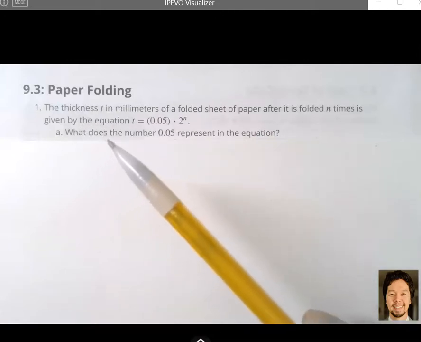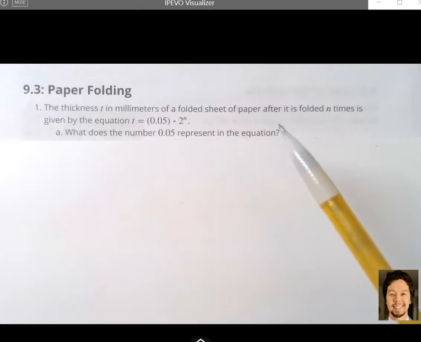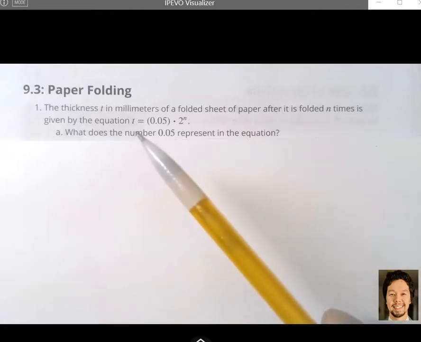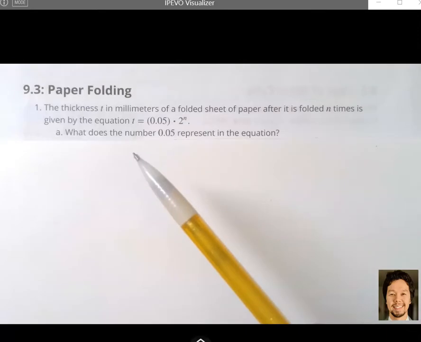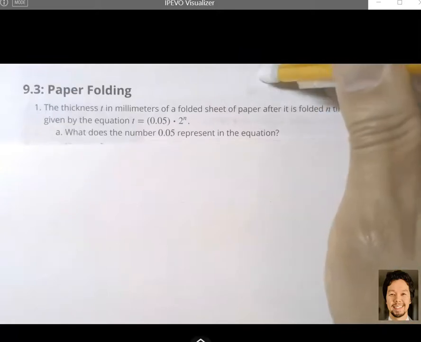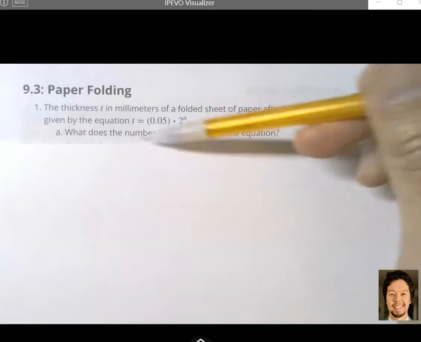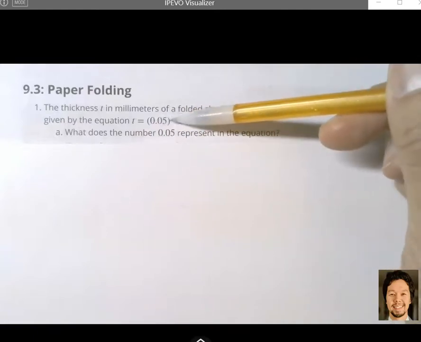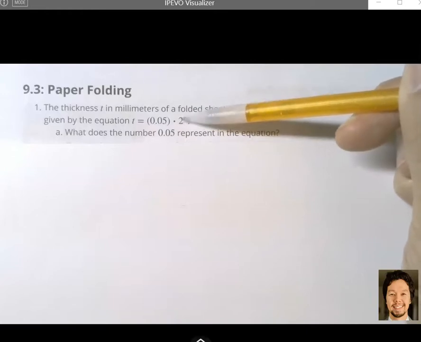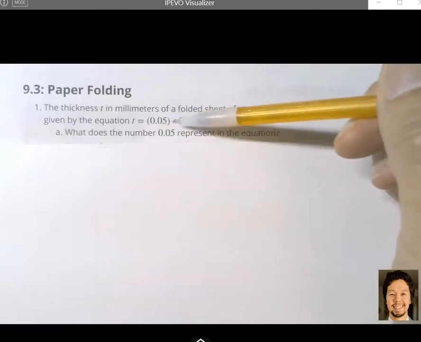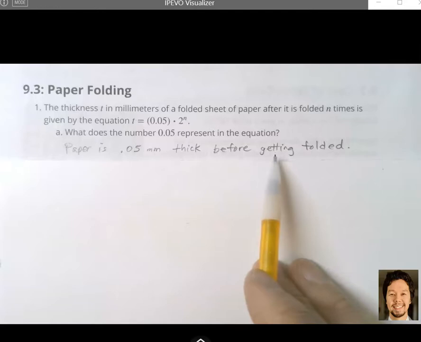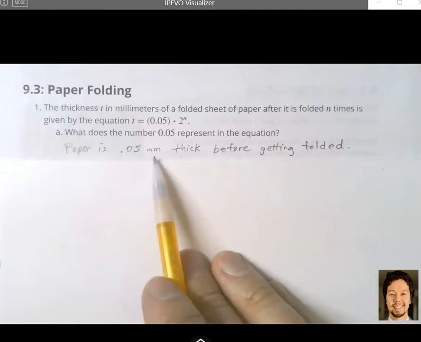Number 3, paper folding. The thickness T in millimeters of a folded sheet of paper after it is folded n times is given by the equation T equals 0.05 times 2 to the n power. What does the number 0.05 represent in the equation? Well, hopefully by now you are quite accustomed to the general form of an exponential equation. Here's the starting value, and here's the factor of change, or the common ratio. And here we have the input, and here we have the output. So to the n power, where n is the number of folds, and 0.05 is the thickness of the paper before we start folding. 0.05 millimeters.